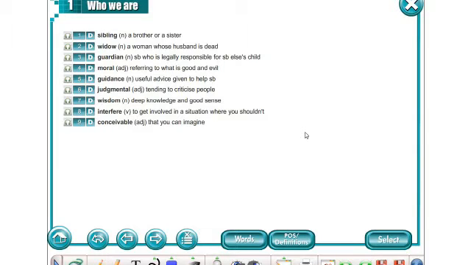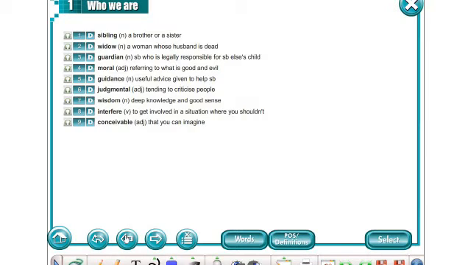Guidance is useful advice given to help somebody, and judgmental is to criticize people, to say, okay, this is good, this is bad, and don't leave anybody alone. Wisdom is deep knowledge and good sense. Interfere is to get involved in a situation where you shouldn't, and conceivable means that you can imagine.